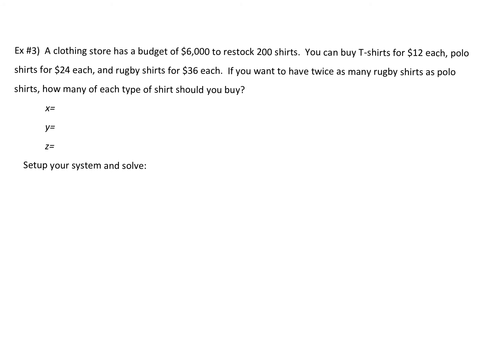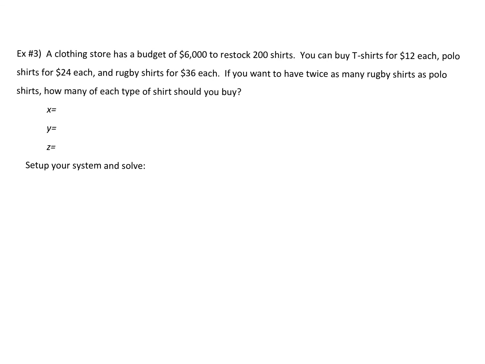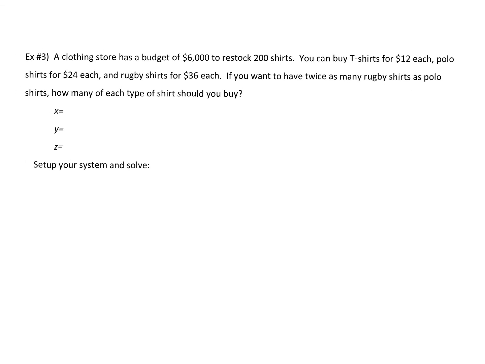Okay, word problems. Don't let them freak you out. They're not bad. You just got to break it down one piece at a time. So it says this. A clothing store has a budget of $6,000 to restock 200 shirts. You can buy t-shirts for $12 each, polo shirts for $24 each, and rugby shirts for $36 each. If you want to have twice as many rugby shirts as polo shirts, how many of each type of shirt should you buy? Woo!